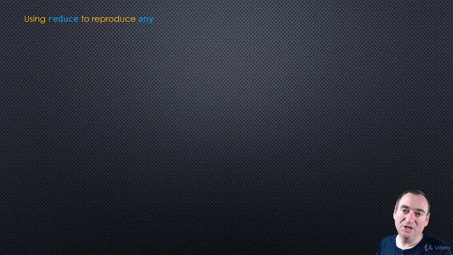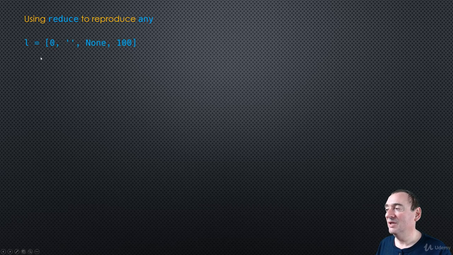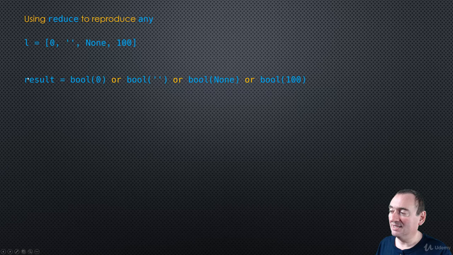Let's see how we might actually implement it ourselves using the reduce function. So let's say we start with a sequence: 0, empty string, None, and 100. 0 has a truth value of false, it's falsy. The empty string is also falsy, None is falsy, and 100 is truthy. So if we were to look at our result and make that equal to the truth value of 0 or the truth value of the empty string and so on, well, we'd get true or we'd get false or false or false or true. The whole thing will be true, right? So our result will be true.